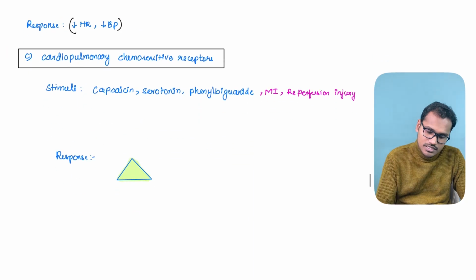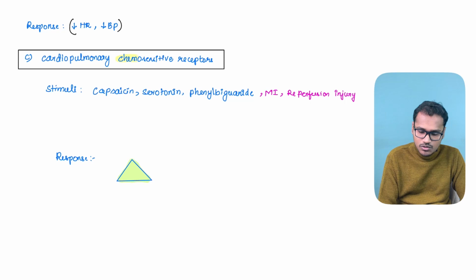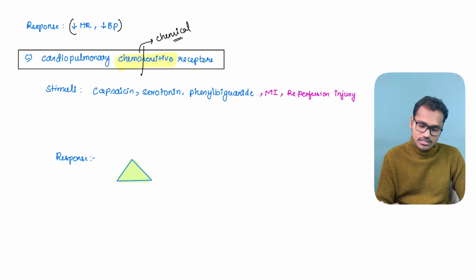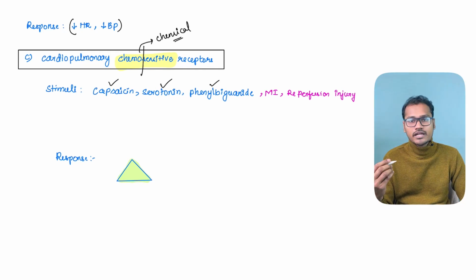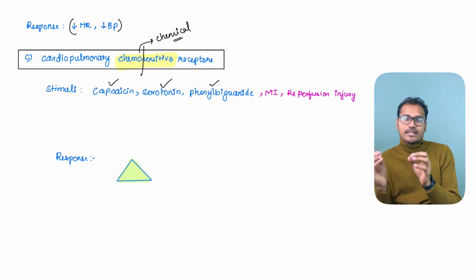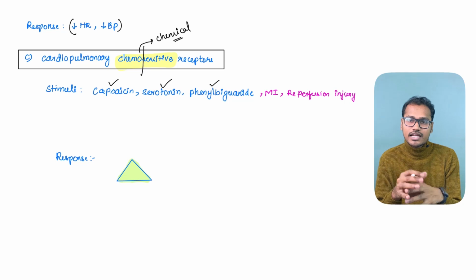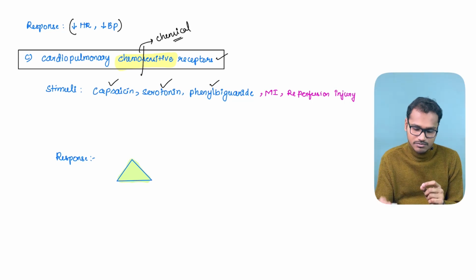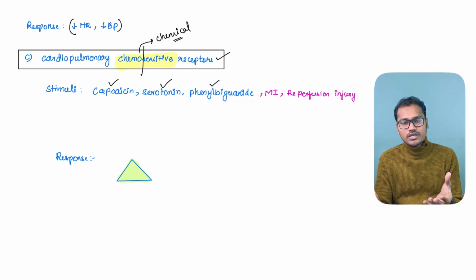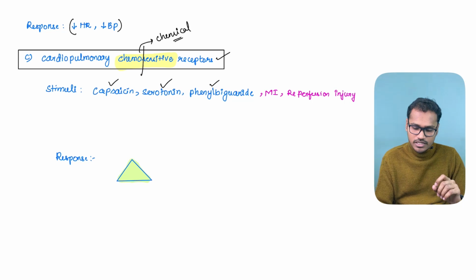And there are some receptors which are called chemosensitive receptors. As you can understand from the term, chemo means chemicals, so these receptors are sensitive to chemicals. What type of chemicals? Like capsaicin, serotonin and phenylbiguanide. These are chemicals which were injected in experimental animals, and it was understood that they activate these receptors. But does it happen naturally? Yes, it sometimes happens in humans, not naturally, but due to some injury.